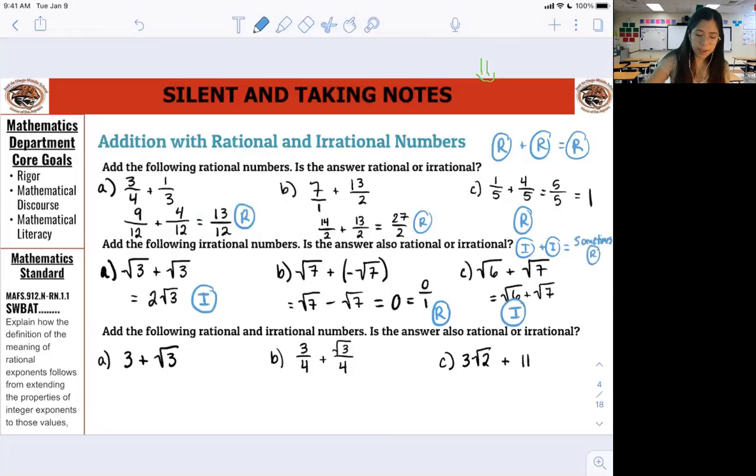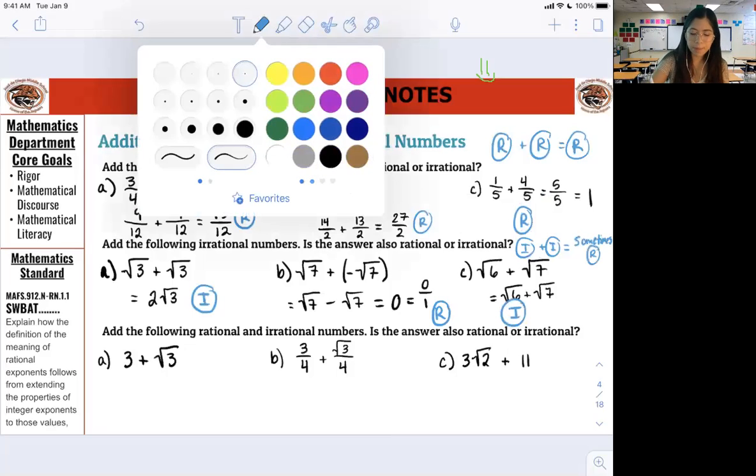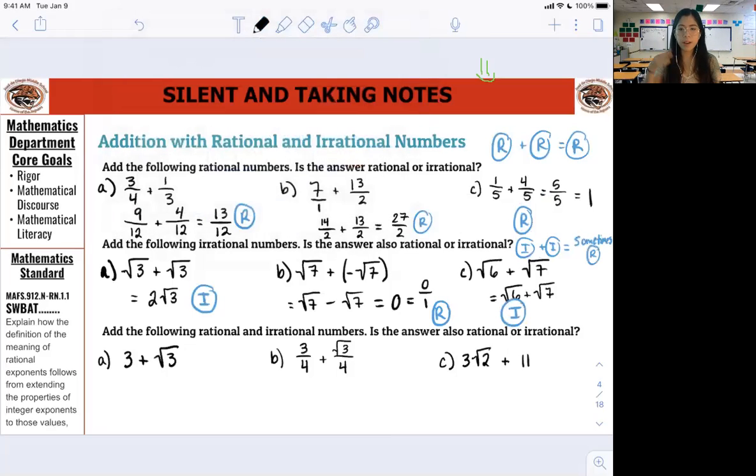Okay, now let's look at these last ones. This time I'm mixing it up. I'm doing one irrational number and one rational number. So an R and an I. 3 plus the square root of 3. Are those like terms? Well, no, actually no, because the 3 doesn't have a square root. One has a square root, the other does not. They're not like terms.